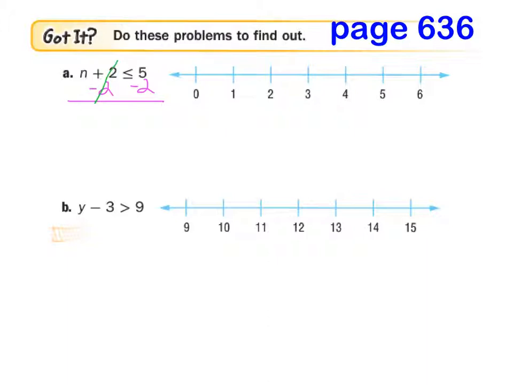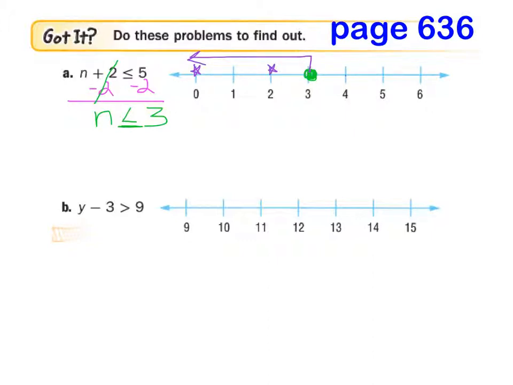The 2's will cancel, leaving me with n is less than or equal to 3. So I go to the 3, and because I have that equal on the bottom, I'm going to make a solid dot. And now I need to find values that are less than 3. So 2 is less than 3, 0 is less than 3. I know 4 is greater, so that won't work. So I put my arrow up and over.